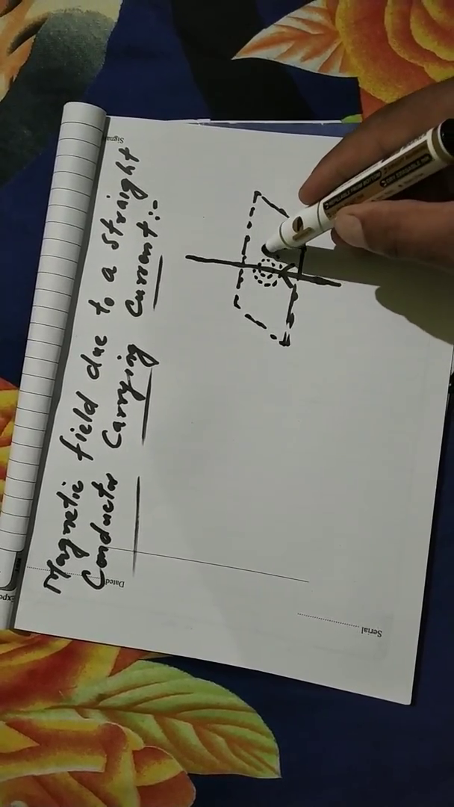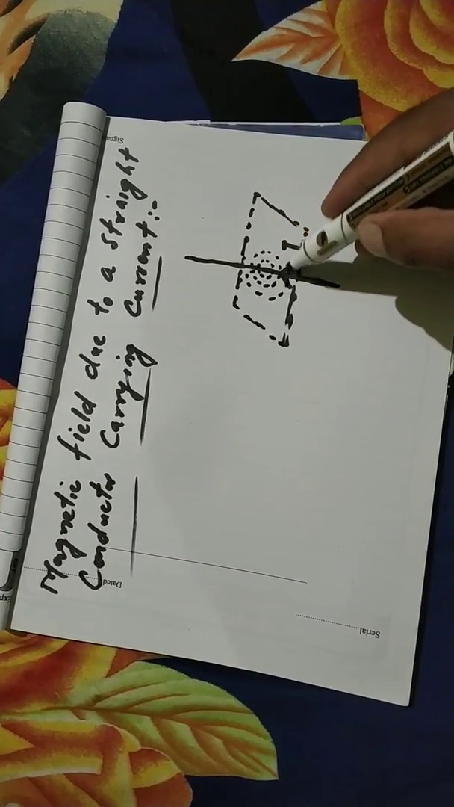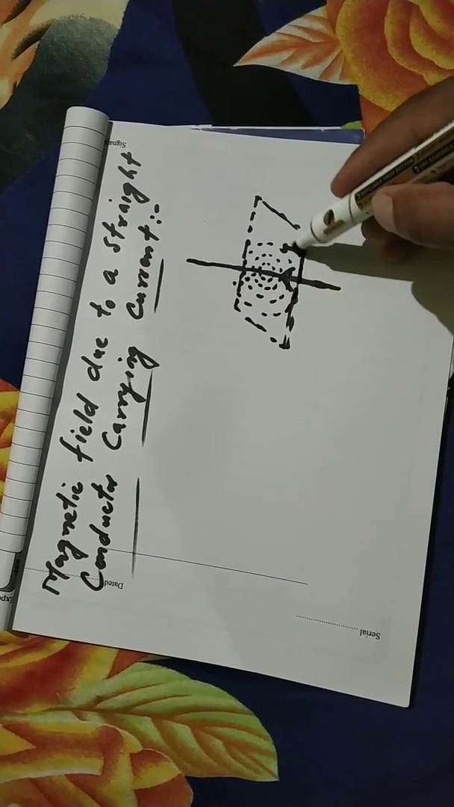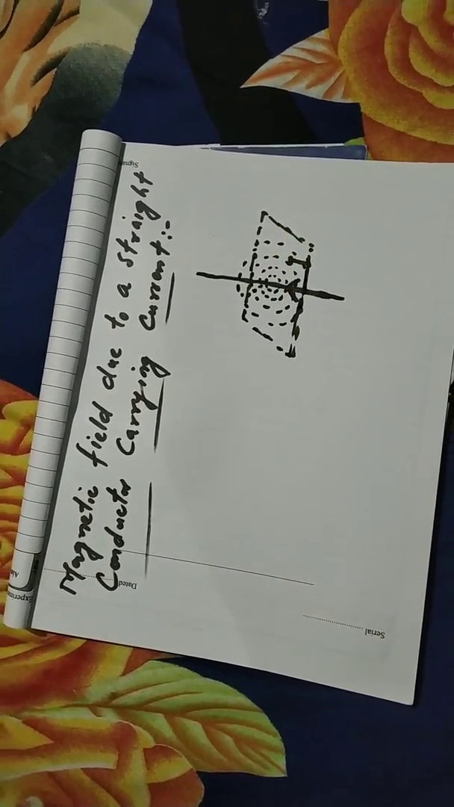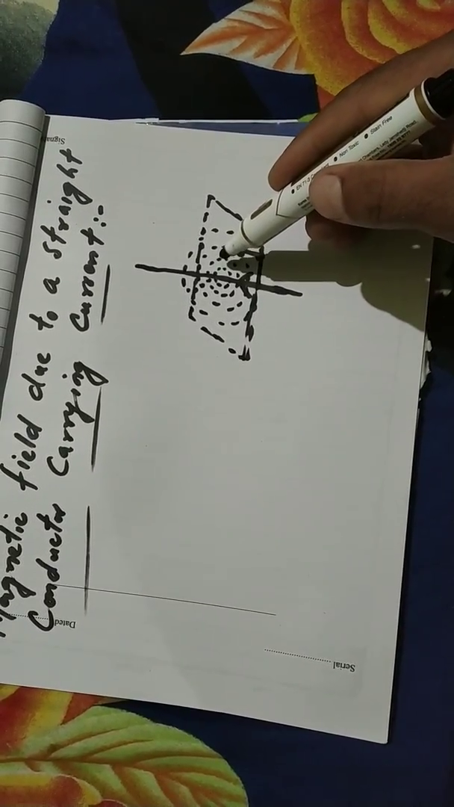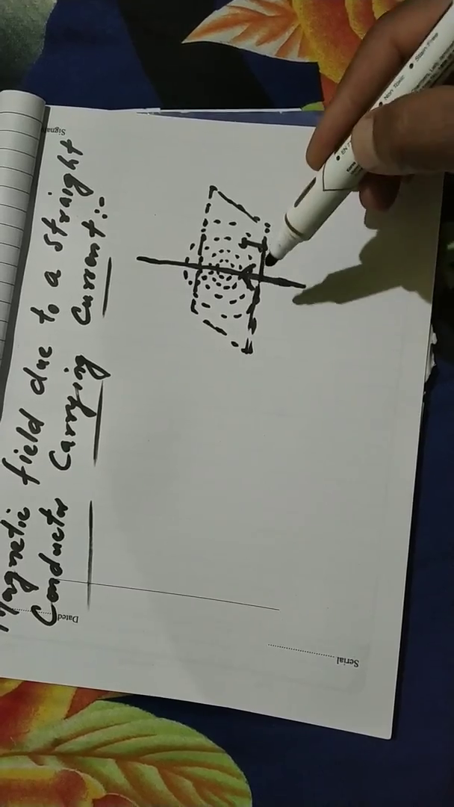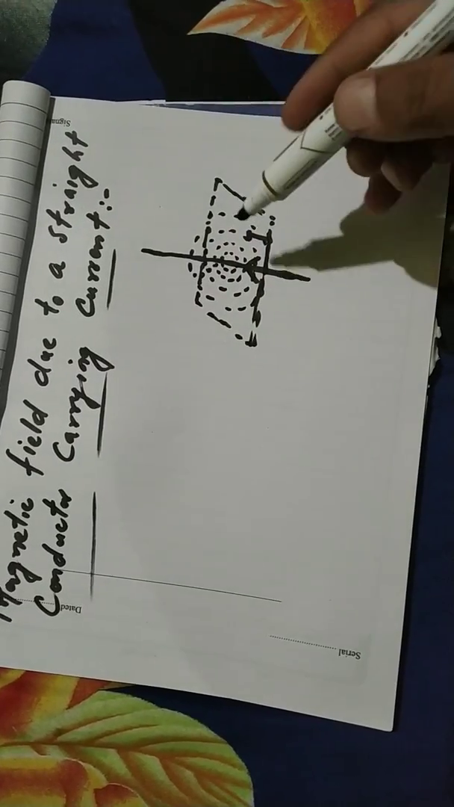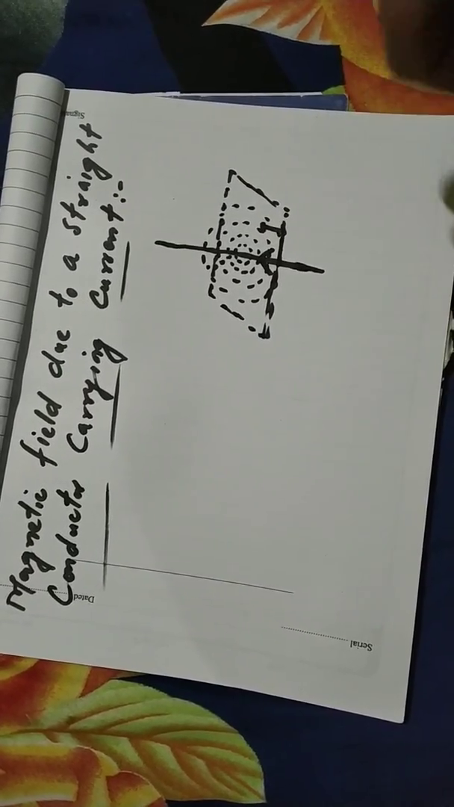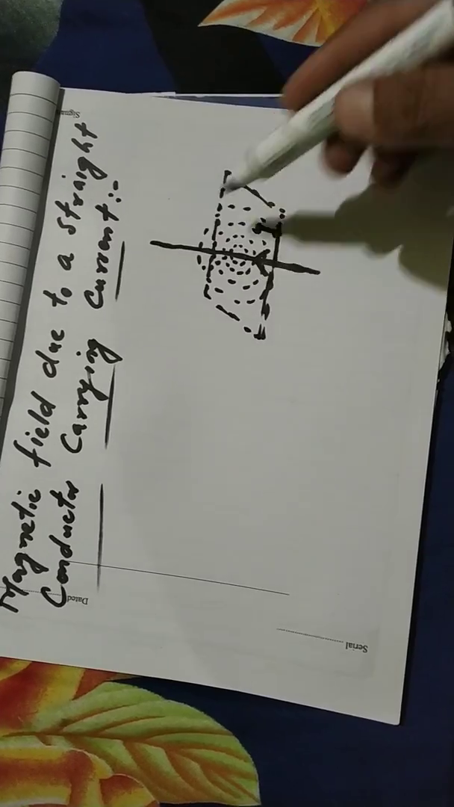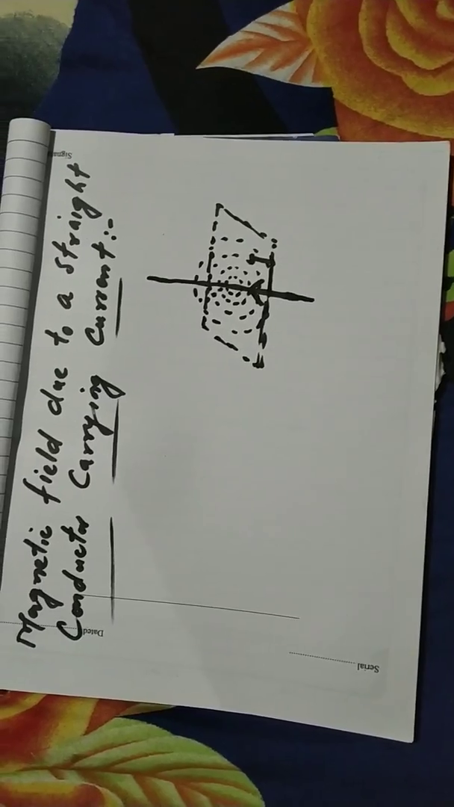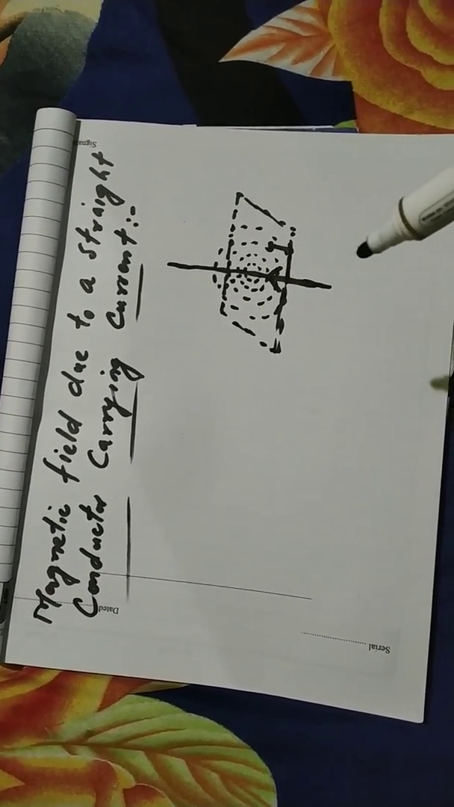It is observed from that diagram that these concentric circles are close to each other close to the conductor, while as we move away from the conductor, the separation between these concentric circles also increases. These concentric circles actually represent the magnetic field lines for a straight conductor carrying current.